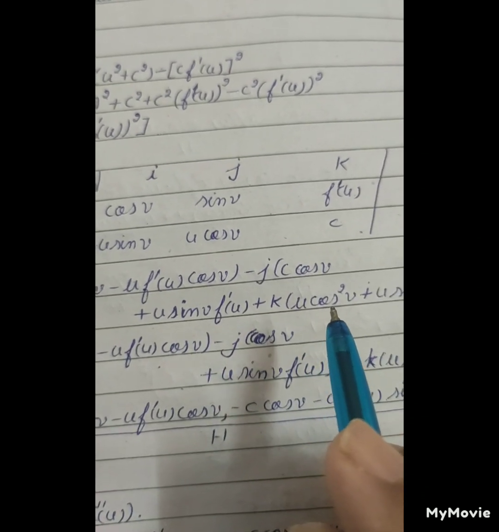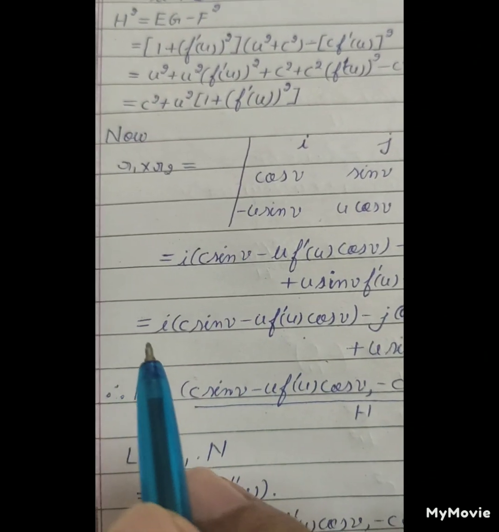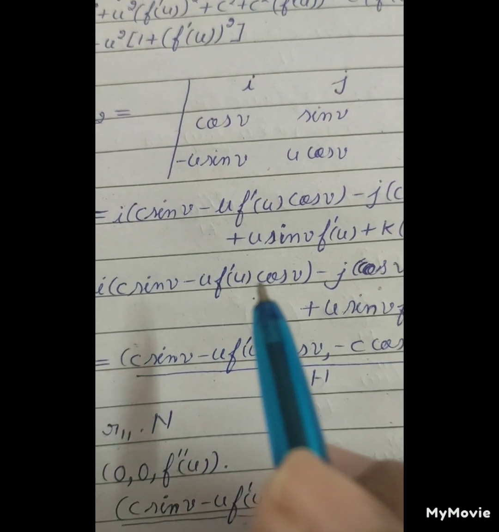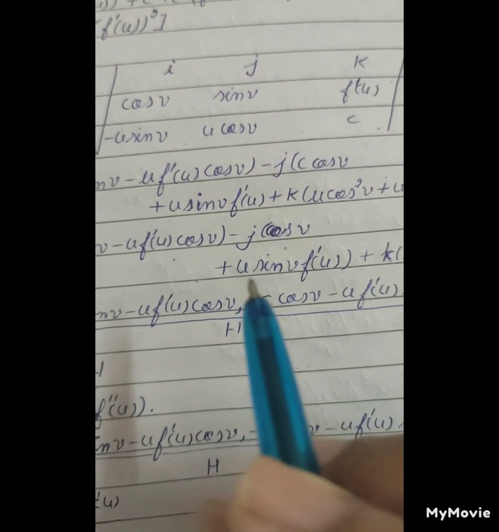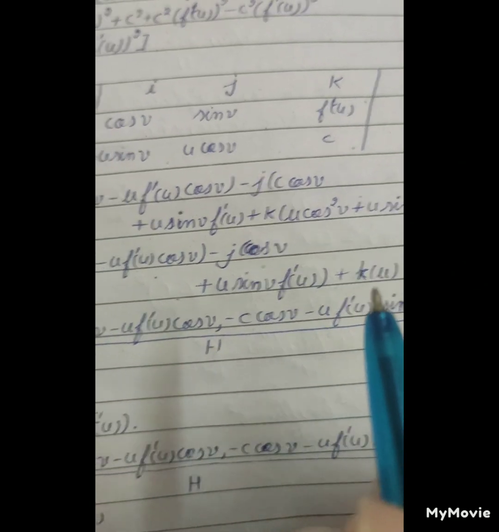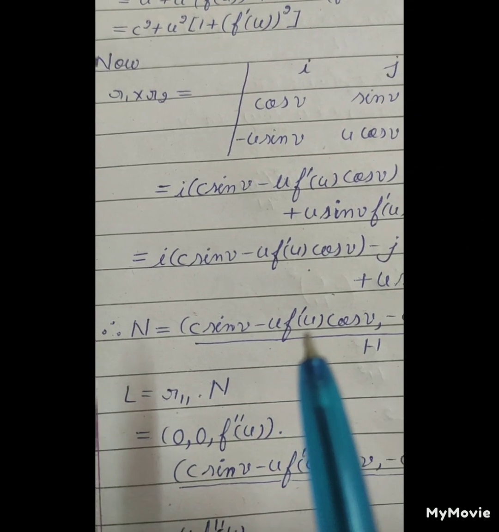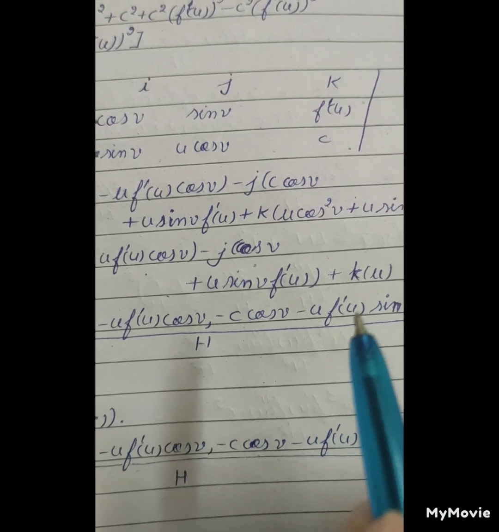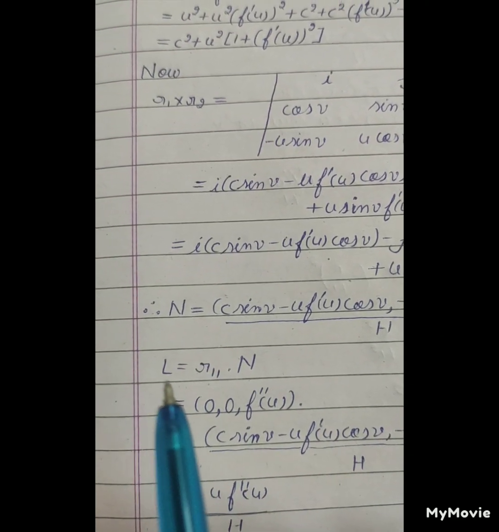The k component equals u cos square v plus u sin square v, equals u. So r1 cross r2 equals i (c sin v minus u f dash u cos v) minus j (c cos v plus u sin v f dash u) plus k u, so n equals (c sin v minus u f dash u cos v, minus c cos v minus u f dash u sin v, u) upon H.